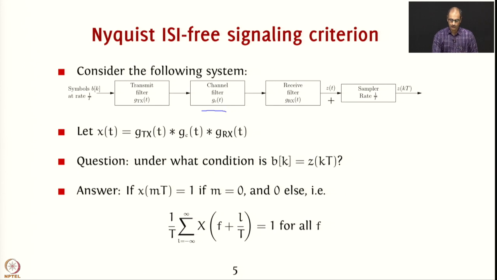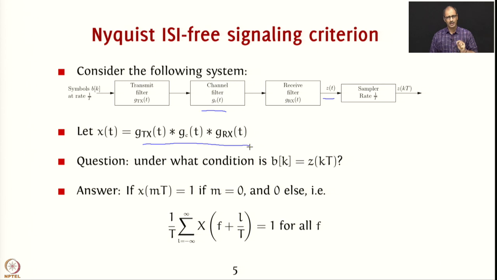We will see this in subsequent lectures. That yields Z of t, and this Z of t is sampled at the rate of one sample every T seconds to get Z of kT. So the overall channel, or overall system, that takes you from this B_k through to Z_k T, is given by X of t, which is g_TX of t convolved with g_C of t convolved with g_RX of t.